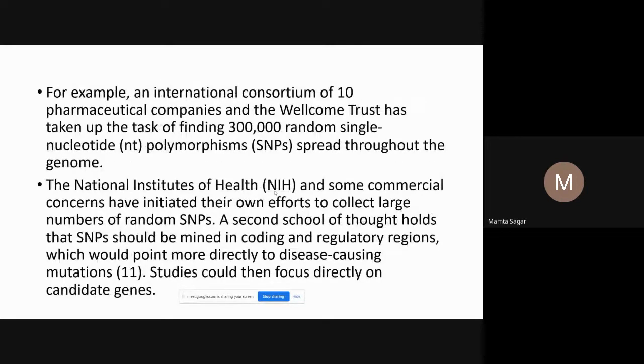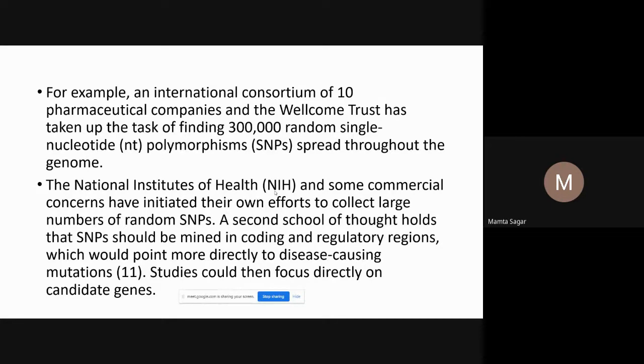So there is so much advancement. The international consortium of 10 pharmaceutical companies, because they are all working together, and Wellcome Trust has taken up the task of finding 3 lakh random single nucleotide polymorphisms spread throughout the genome. So the pharmaceutical companies are working together on these single nucleotide polymorphisms that spread throughout the genome.